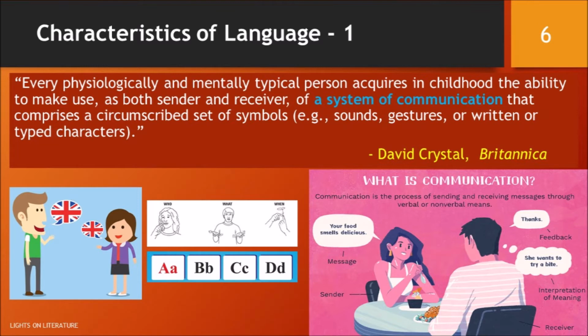The focus here is on a system of communication. Communication is the process of sending and receiving messages through verbal or non-verbal means. In any communication, there needs to be a minimum of two persons, a sender and a receiver. The sender will have a purpose or a motive behind her message. The receiver has to interpret the message and understand, and sometimes the receiver passes on feedback to the sender.